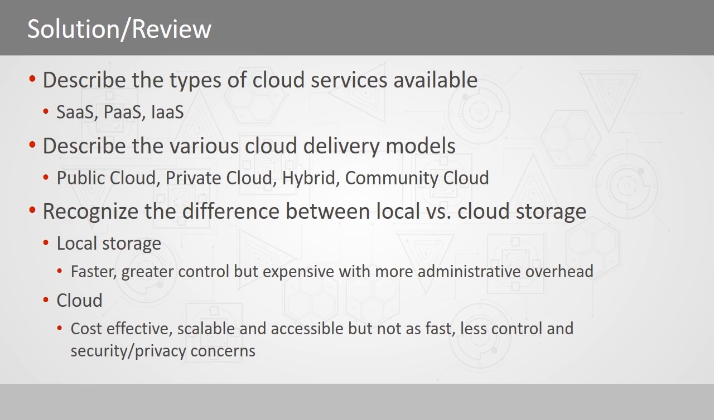Then we asked about describing the various cloud delivery models. This includes the public cloud, the private cloud, the hybrid, and the community cloud. And again, it all depends on your particular implementation, what you need, what you have, where you are going. All of those need to be considered when it comes to choosing the appropriate delivery model.